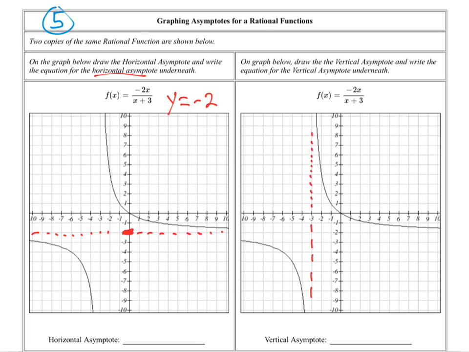Maybe I should do it like that. It's a little better looking, huh? It hits the x-axis, not the y. It hits the x-axis at -3. We just pop that on there. So same function, just giving the horizontal and vertical asymptotes on that.